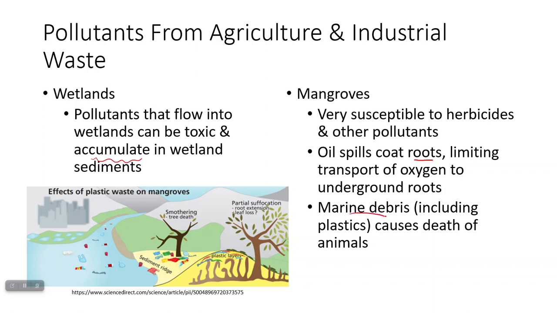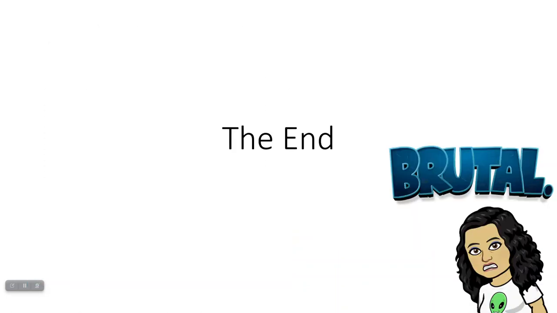Then there's marine debris, including plastic. There's a lot of plastic in the ocean, and that can cause a number of different impacts. These plastic layers can smother some of the trees. They can cause the death of animals, especially if animals eat those plastics. So there are a lot of negative impacts from pollutants as well.